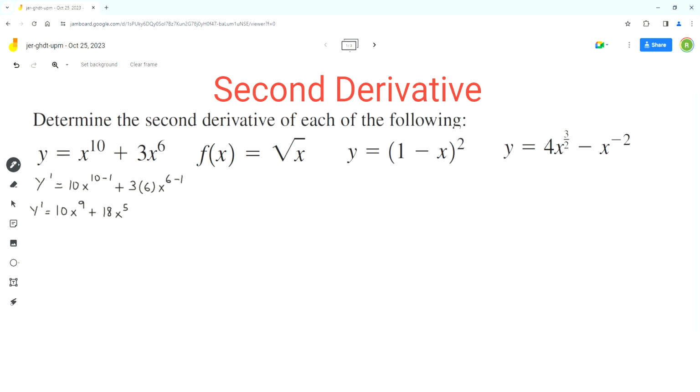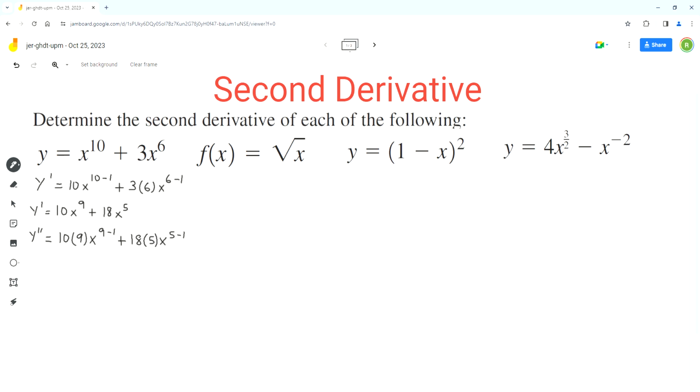Now we can find the derivative of this derivative and that will be our second derivative. So the second derivative can be written as y double prime equals, so we'll start with power rule for the first term. So 10 is the coefficient, so it will stay as it is, and then we'll move 9 to the front, and then x exponent 9 minus 1 plus, now we'll do the same thing for the second term. So 18 times 5 and then x exponent 5 minus 1.